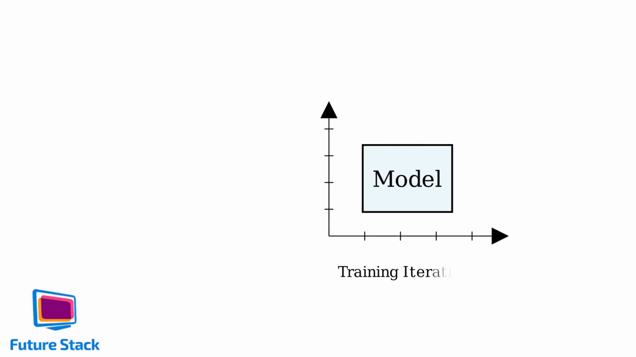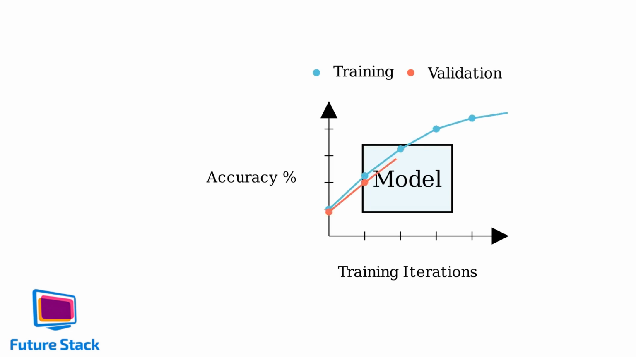During training, the model processes the training data multiple times, adjusting its internal parameters to improve accuracy. As training progresses, we track both training and validation accuracy. When validation accuracy stops improving or starts decreasing, we know it's time to stop training to prevent overfitting.